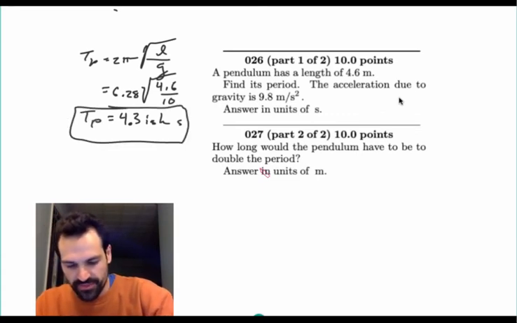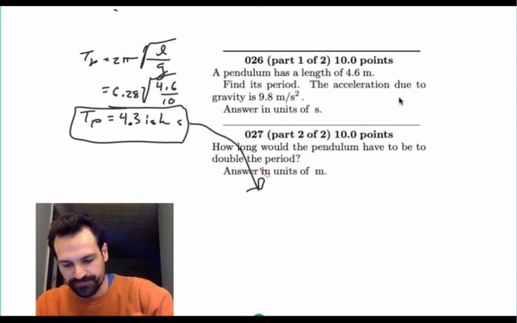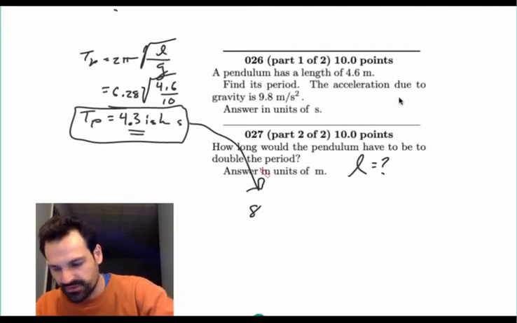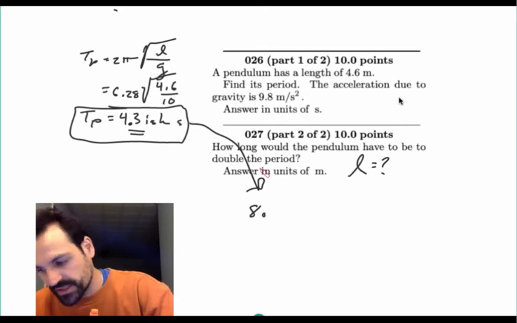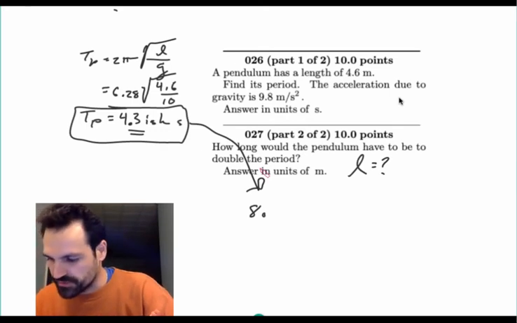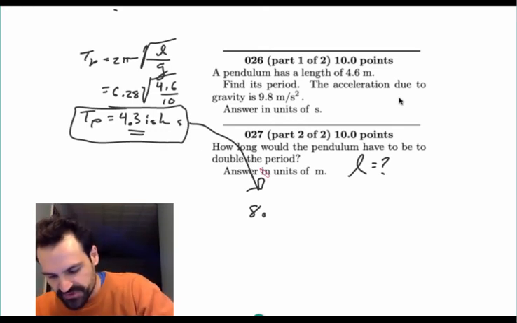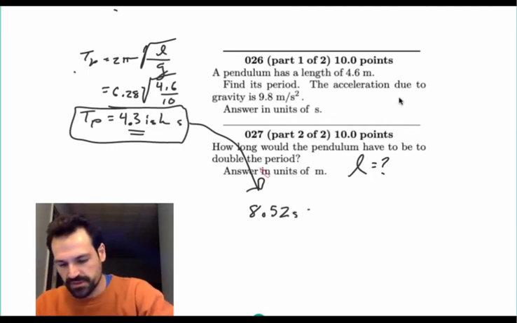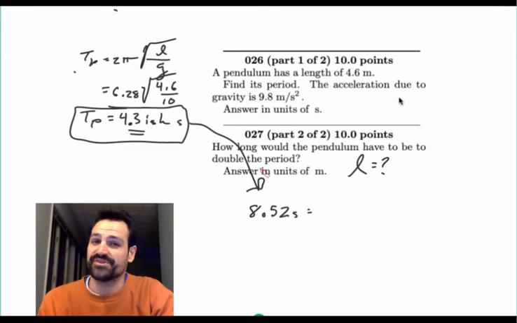How long would the pendulum have to be to double the period? So we're going to try to find the length. And we need double the period. So instead of 4.3, we're going to use 8. It actually comes out to be 8.52 seconds to truly double the period without rounding. Or at least without rounding as badly as I did before.